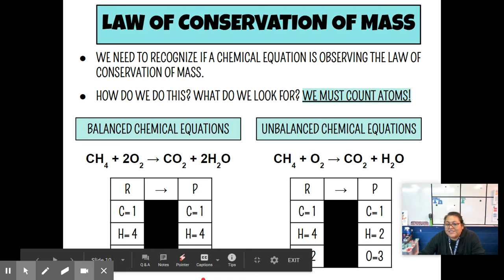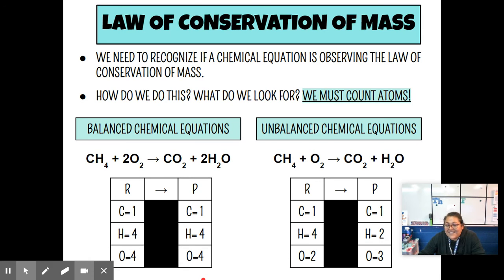So if I look at this example, in that balanced chemical equation, CH4 plus 2O2 yields CO2 plus 2H2O. Basically, that's a methane molecule reacts with 2 oxygen molecules to create a carbon dioxide molecule plus 2 water molecules. That's how I would say that chemical reaction.